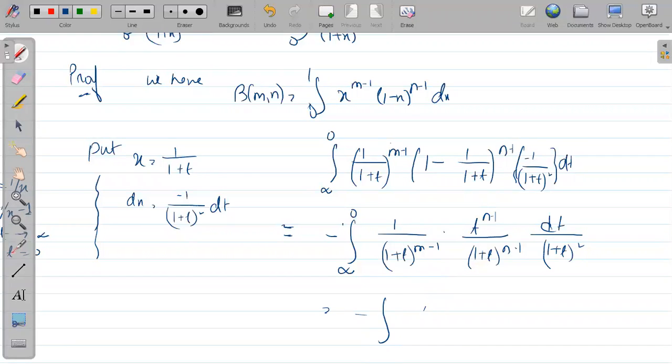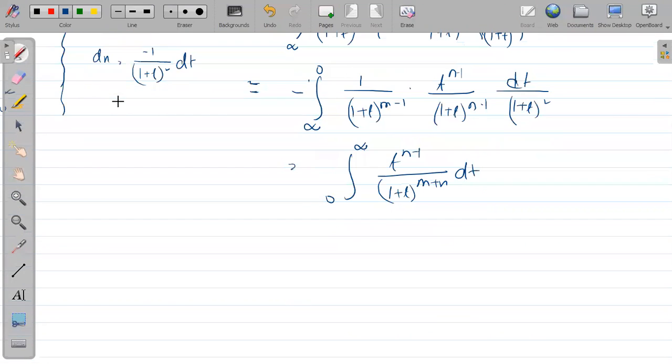Okay, fine. So this is t to the power n minus 1 by (1 plus t) to the power m minus 1 plus n minus 1 plus 2. This minus I am utilizing to interchange the limits, so it will be 0 to infinity. So you have understood, it is like this only. And you can change the name of the variable whenever required, so t I am writing again as x: x to the power n minus 1 by (1 plus x) to the power m plus n dx.